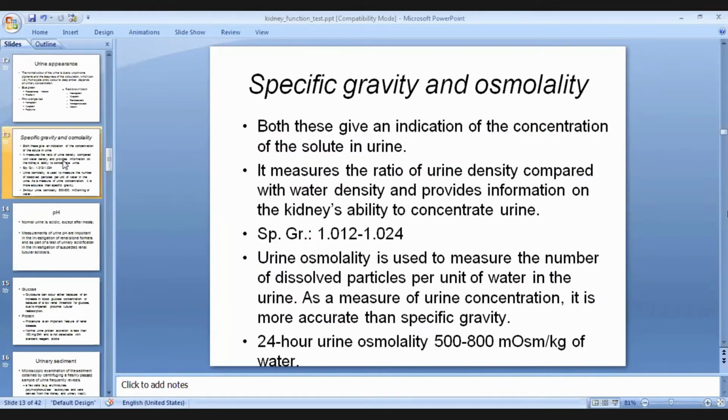Another thing we can measure is the specific gravity and osmolality of the urine. Both give an indication of the concentration of solute in the urine, that is, the concentration of dissolved particles in the urine. Specific gravity is the ratio of urine density compared to water density, and it provides information on the kidney's ability to concentrate the urine. The normal range of specific gravity is 1.01 to 1.024.